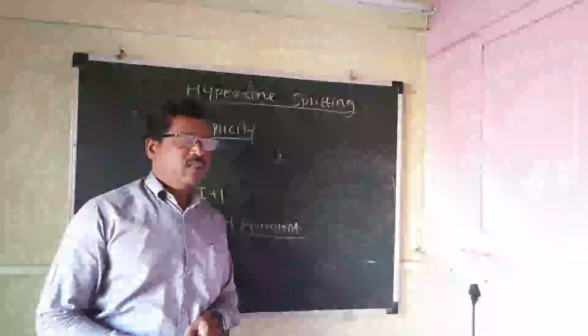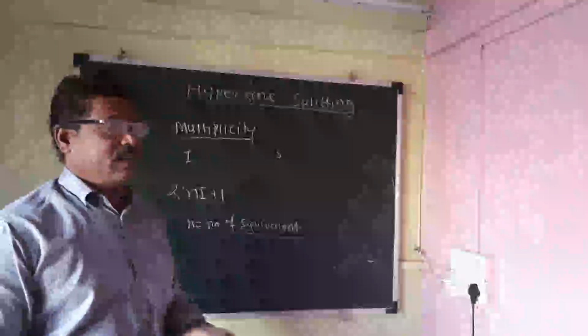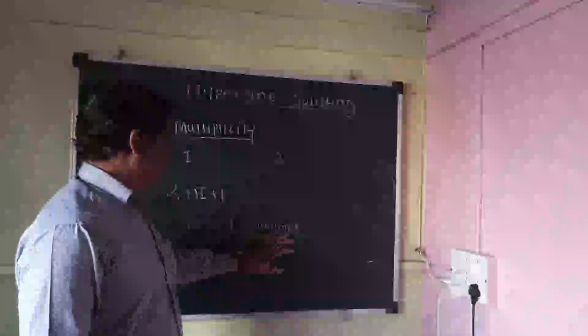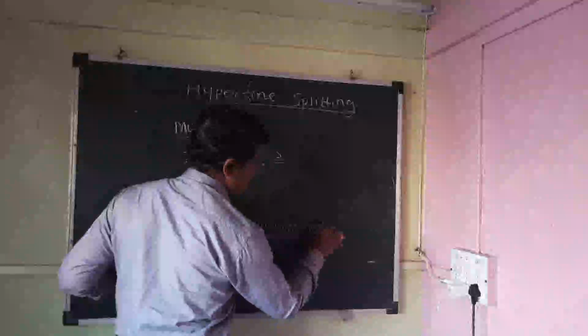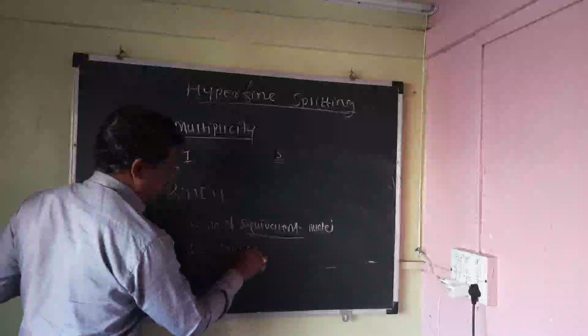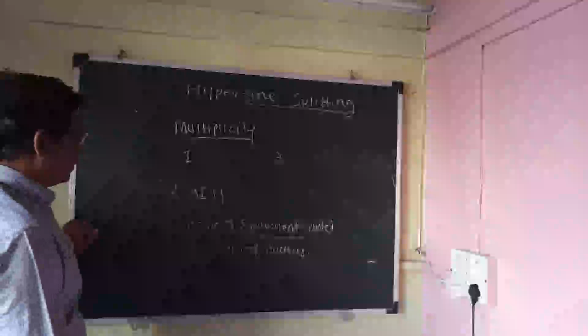What are equivalent nuclei and non-equivalent nuclei? It is represented as 2nI plus 1, where n is the number of equivalent nuclei and I is the spin of the nucleus. Okay, this point.